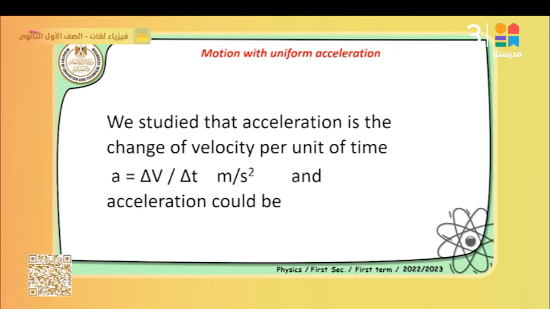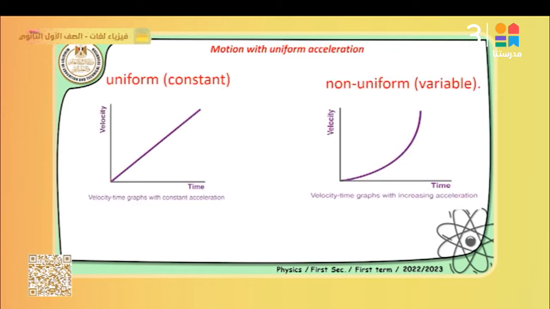And we talked before, acceleration may be a uniform acceleration, which is represented graphically by the graph velocity time, which makes a straight line as you see. Or it may be non-uniform or a variable acceleration, which is represented by a curve as you see in the graph velocity time.